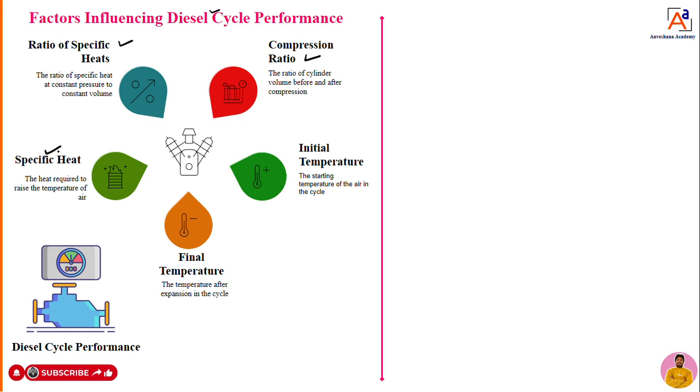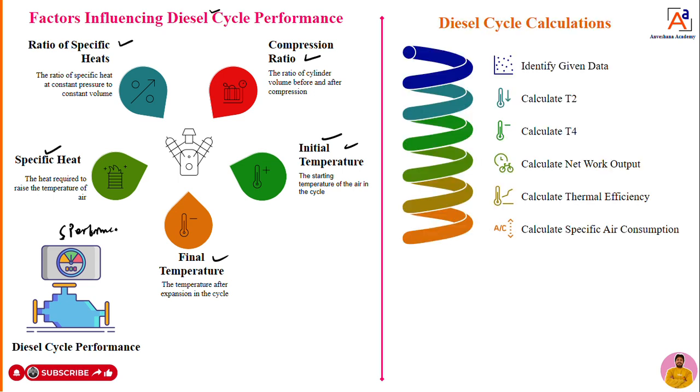Next, specific heat also affects the performance of the diesel cycle or diesel engine. Initial temperature and final temperature, these are all important parameters. They are going to affect the performance of the diesel engine. I just told you, dear students, because these parameters, initial temperature, compression ratio, specific heat ratio and final temperature, we are calculating here now. They directly affect the performance of the engine. Just for your understanding I told this, you have to keep it in mind.